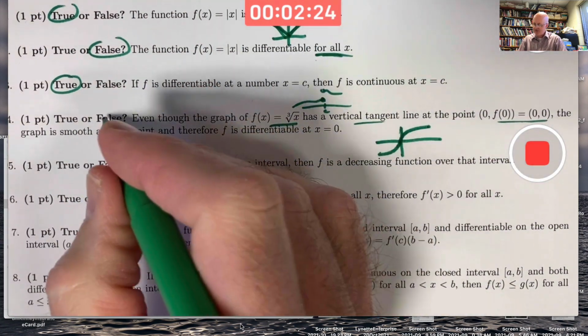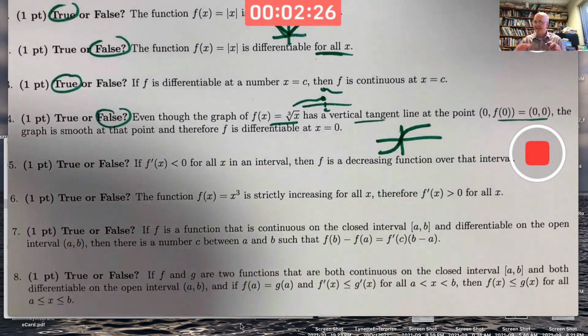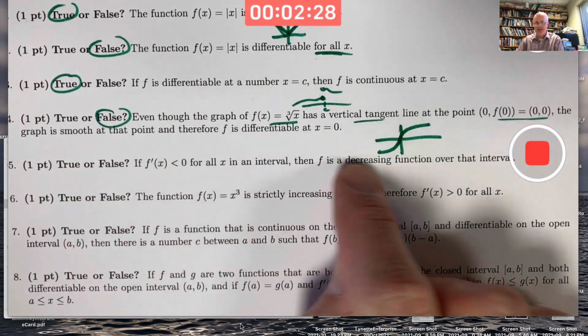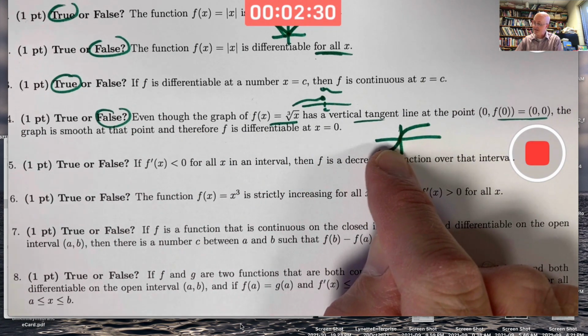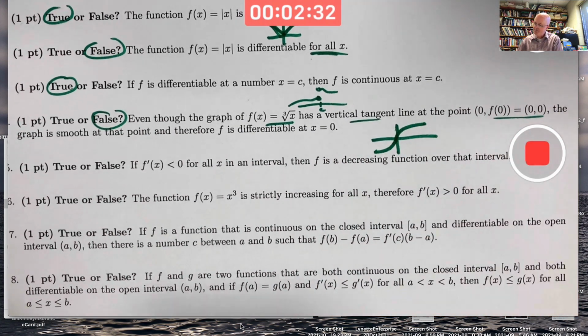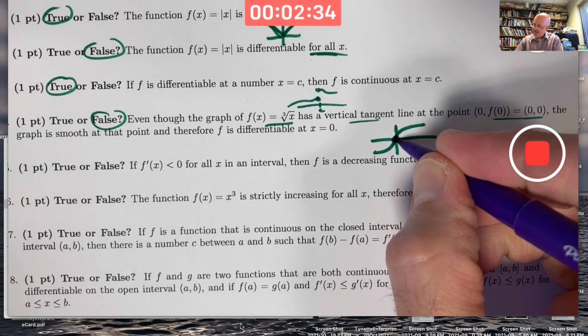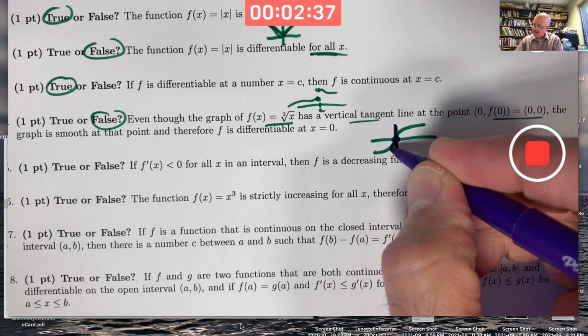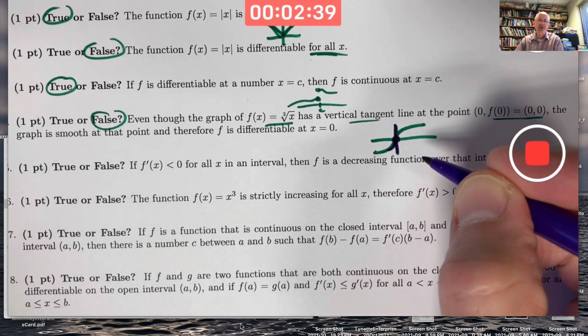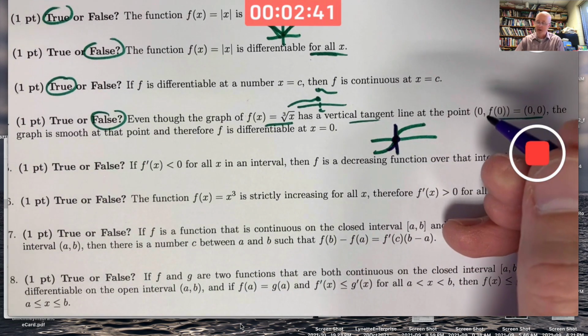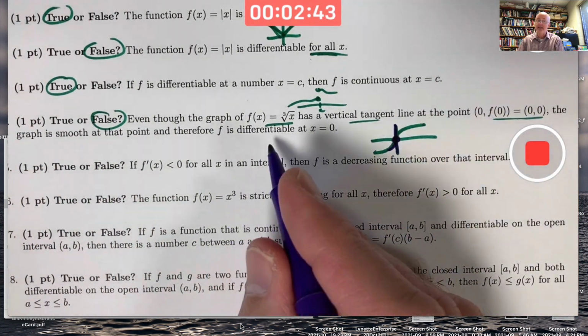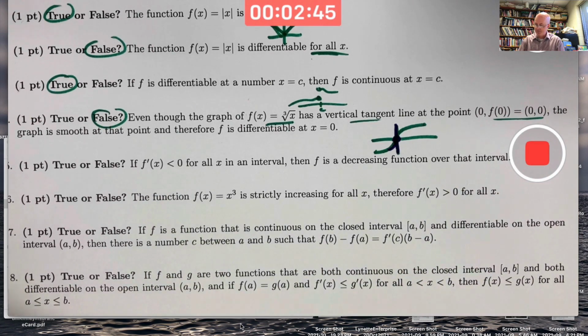That is actually false. I mean, it's a little tricky because the graph still does look smooth, so to speak, because it doesn't have any corners in it. But there is a vertical tangent. At the origin, it turns out the tangent line, I didn't draw it perfectly, is actually vertical, infinite slope, and that's enough to say that f is not differentiable at x equals 0.